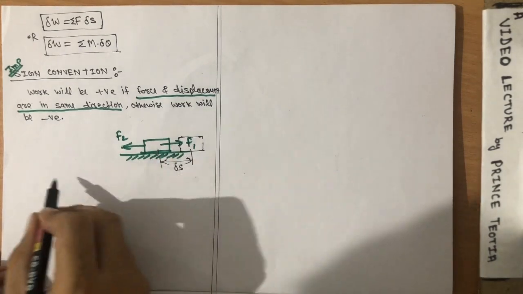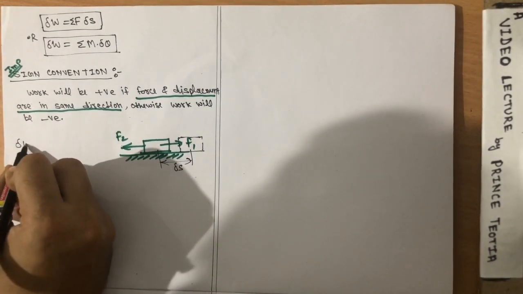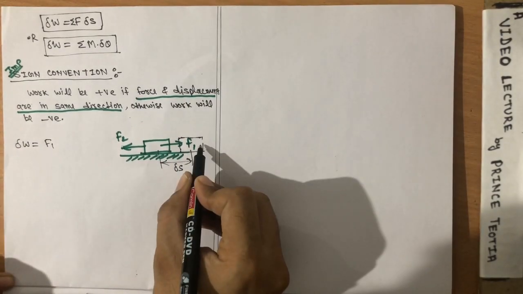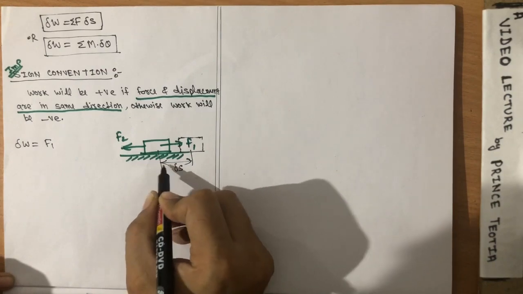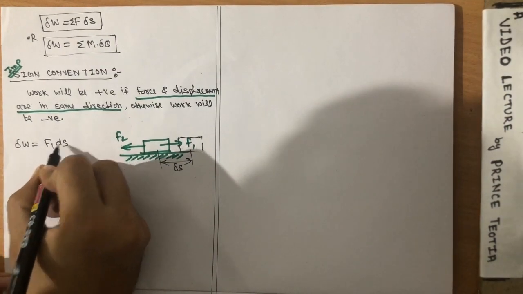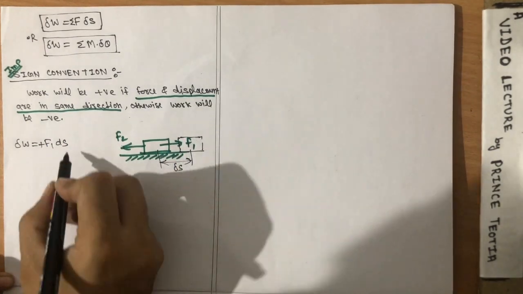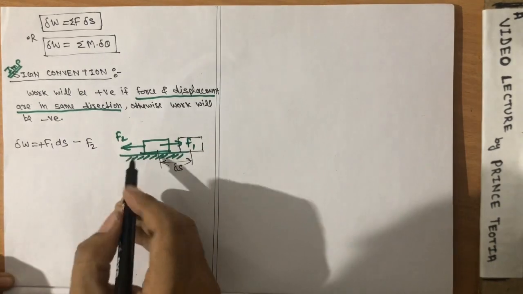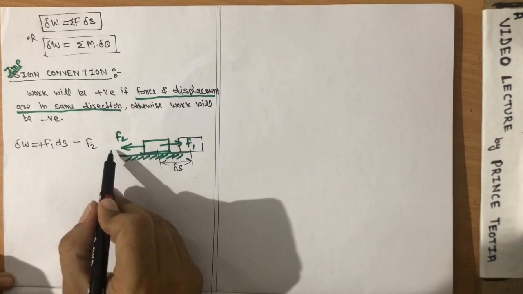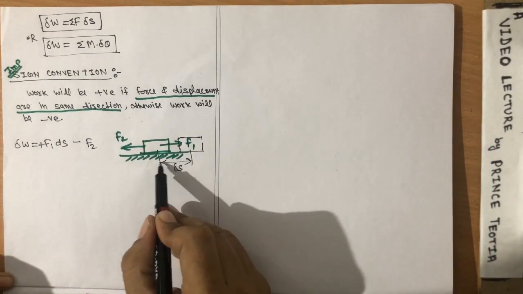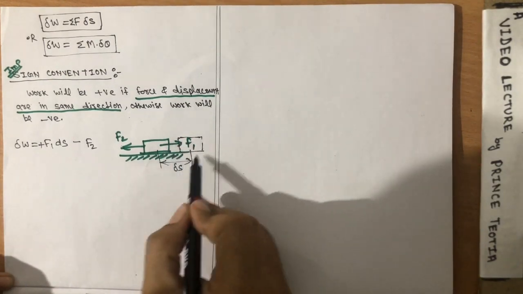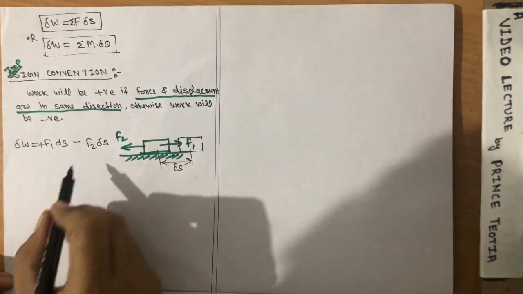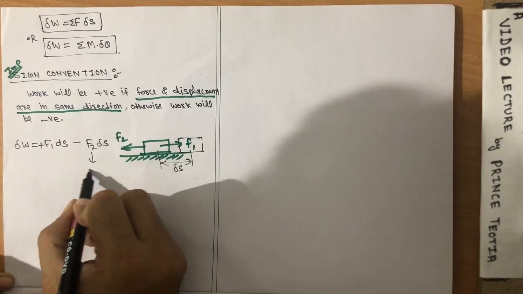So the summation of virtual work will be F1 in this direction and displacement in this direction, so F1 ds. This will be positive, as both are in the same direction. And this will be negative because the direction of the force F2 is in this direction and the displacement we assume is in this direction. This is again the imaginary displacement, the system is in equilibrium, so F2 into delta S. So this will be the negative work.